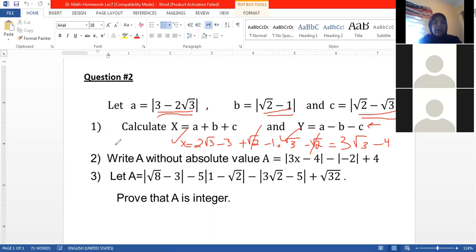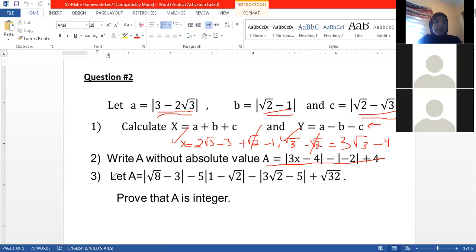Okay, now in number 2, write a without absolute value. How do we solve a? Miss, we take it either equal to 0, negative, or positive. Very good. So we take 3 cases. If it's a positive value, then it's 3x minus 4. Okay, if it's 0, then it's minus 4. Okay, that's great.